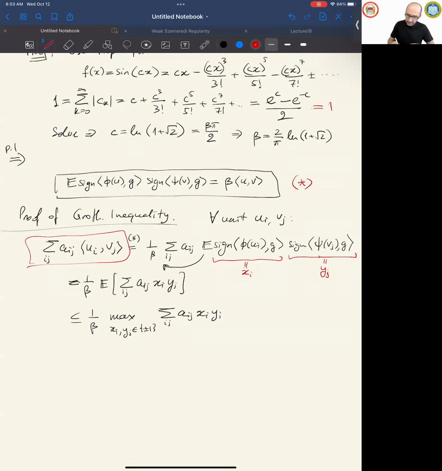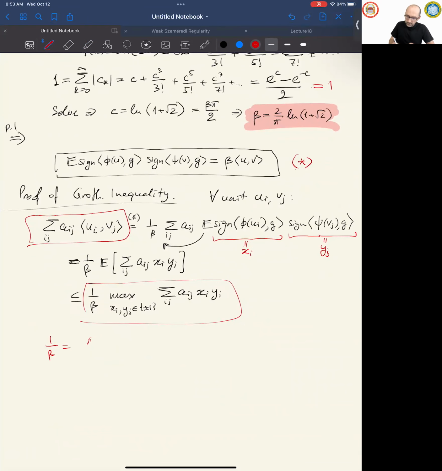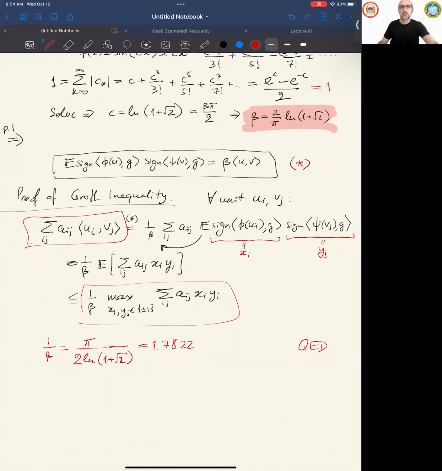We want to bound this maximum by this, where 1 over beta, let's see, beta was this. So 1 over beta is just the reciprocal, pi over 2 log of 1 plus root 2. I put it in my calculator and it gives me 1.782. So that's a closed form of that constant. QED, quod erat demonstrandum. So done.